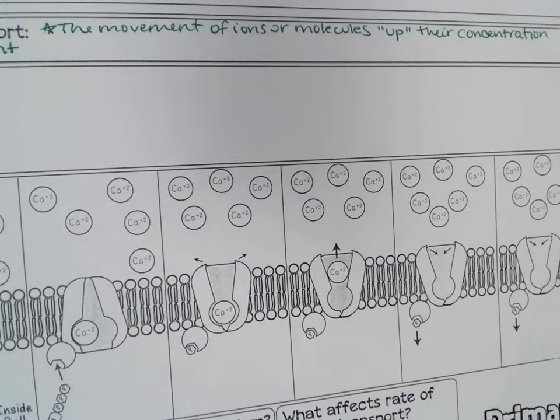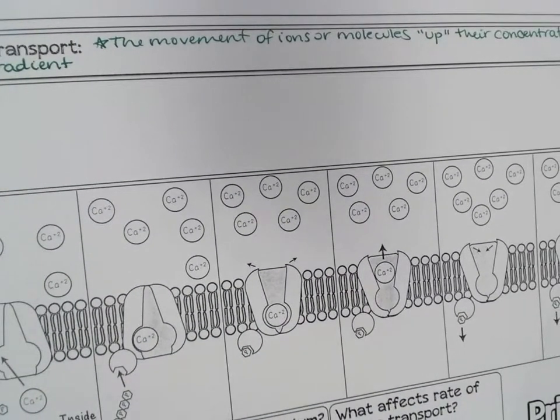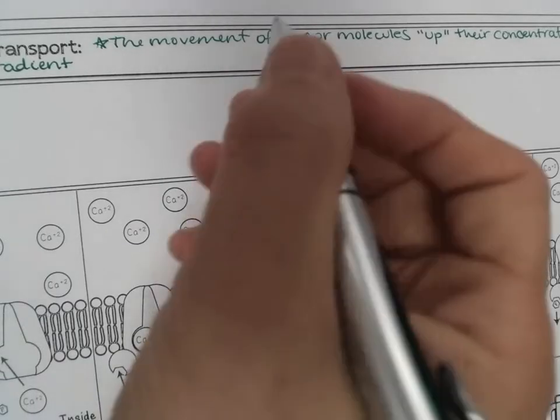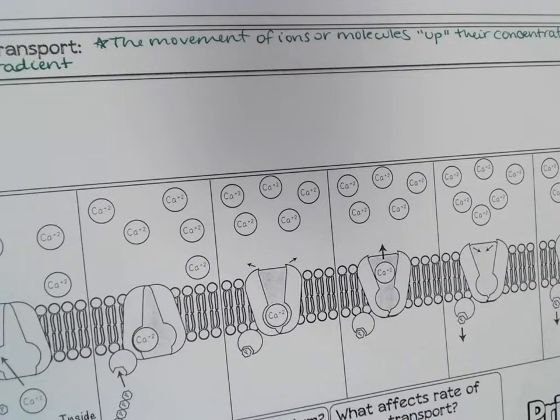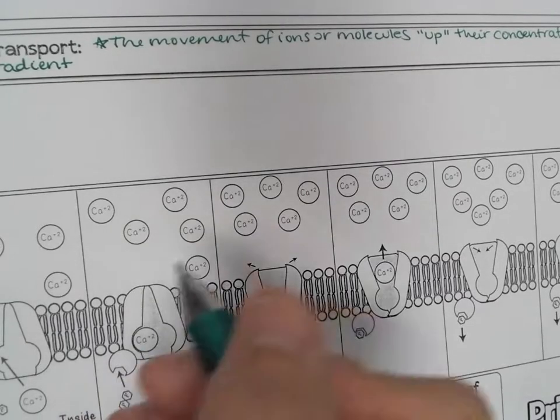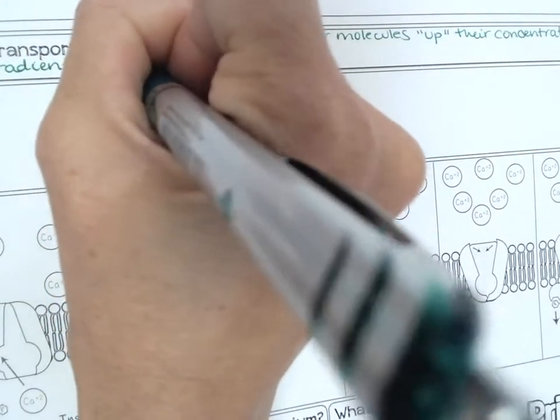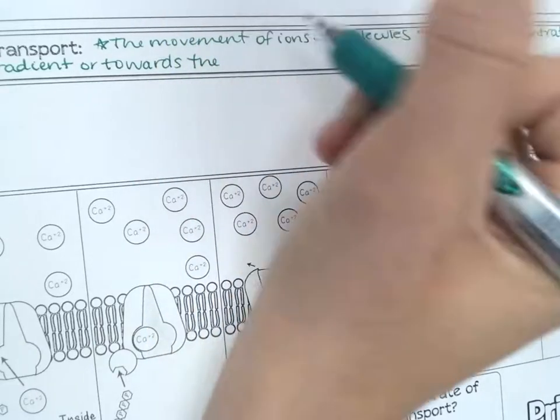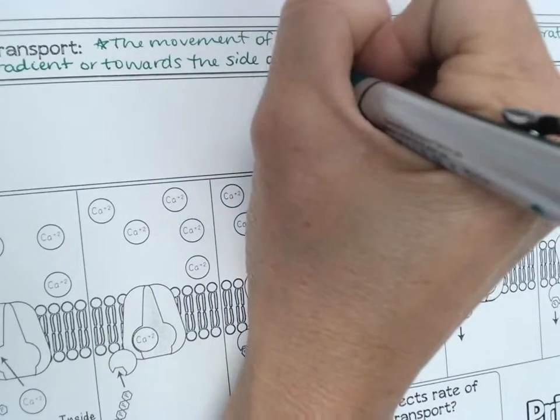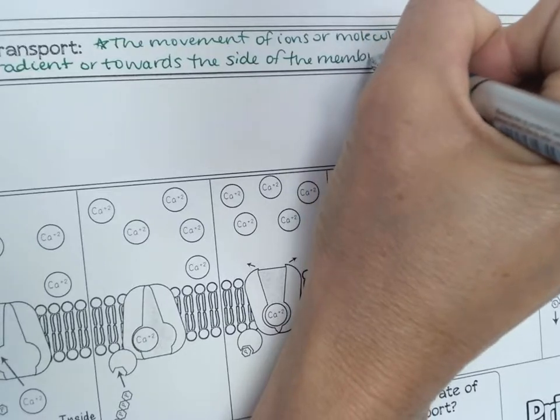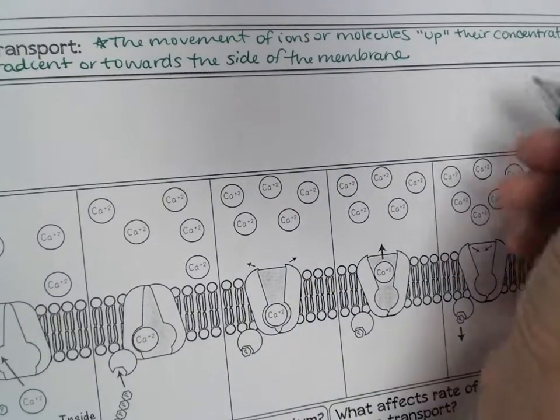Okay, so when we talk about concentration gradient, what's the normal flow? High to low, right? So up is from low to high. Down is from high to low. When you think of going up a hill, it requires energy. When you come down a hill, it's an easy flow. So that's why we use the words up and down. So the movement of ions or molecules up their concentration gradient, or towards the side of the membrane with a higher concentration.